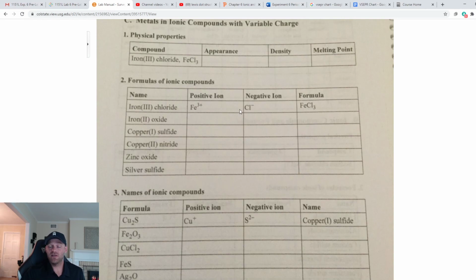Okay, and we talked about going the other way, right? If it gives you the Roman numeral, then you should be able to back calculate based on what this is. So oxygen always has a 2 minus charge. That's why it's combined with an iron 2 oxide. Sulfur is in the same class as oxygen, so it'll always have a 2 minus charge because it always wants to get to the octet.